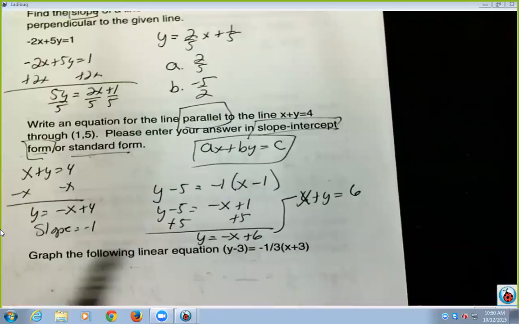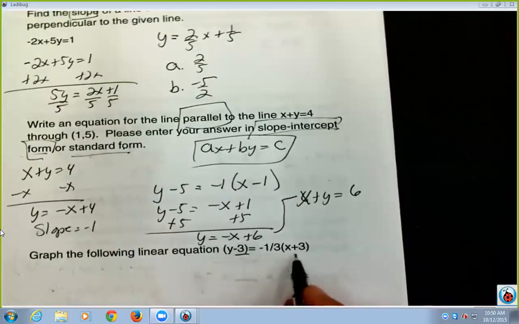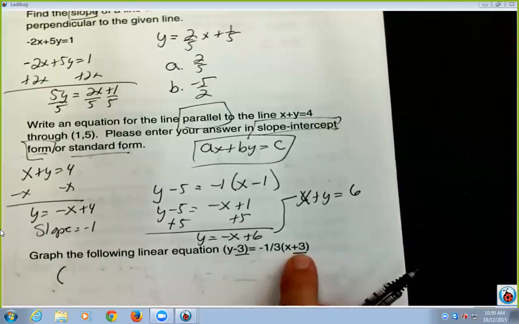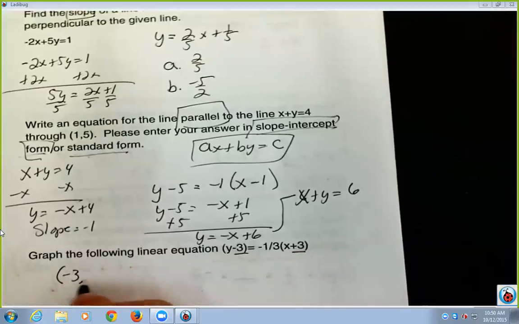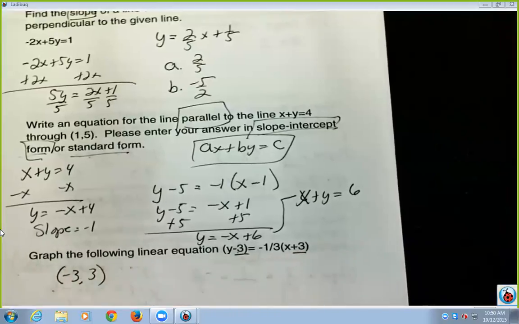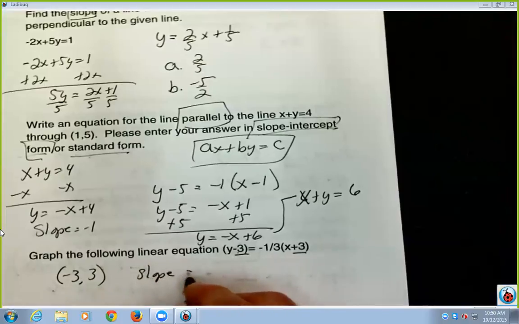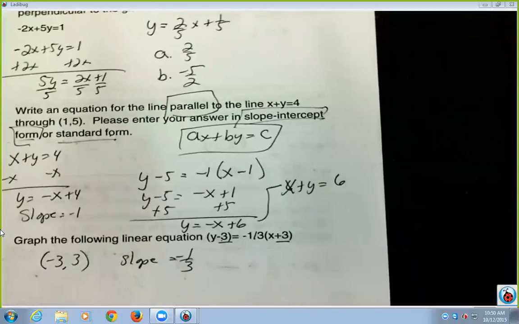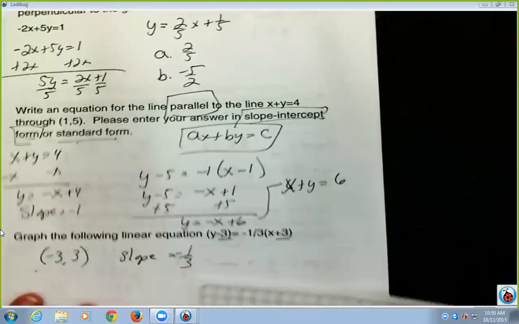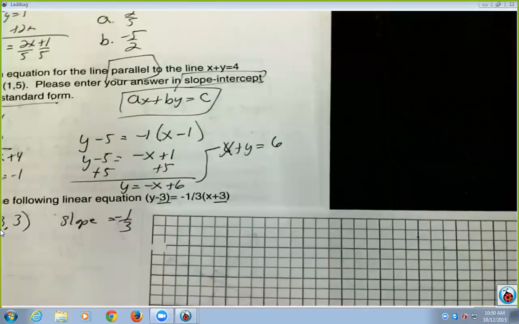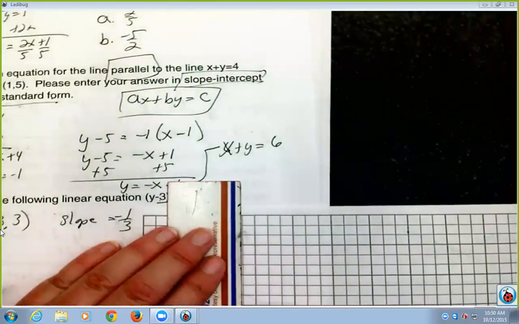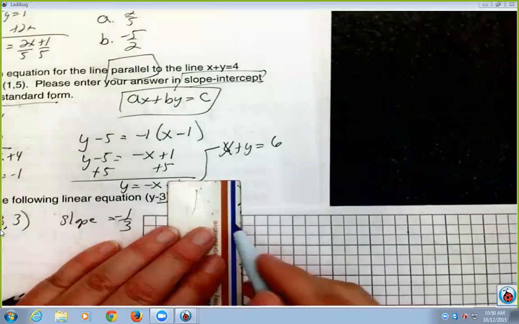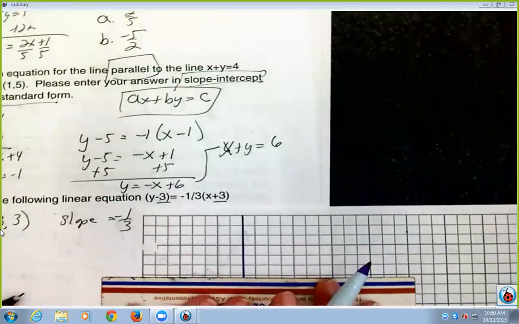Graph this one, a review from previous sections, because we can find our point in here. With -3 and 3, they're always subtraction, so it's a -3 and 3 is my point. My slope is -1/3. And so if you graph this one, you will have this graph in Hawks. You will not be having to do it on graph paper. But I don't have the graph up here to do that with.